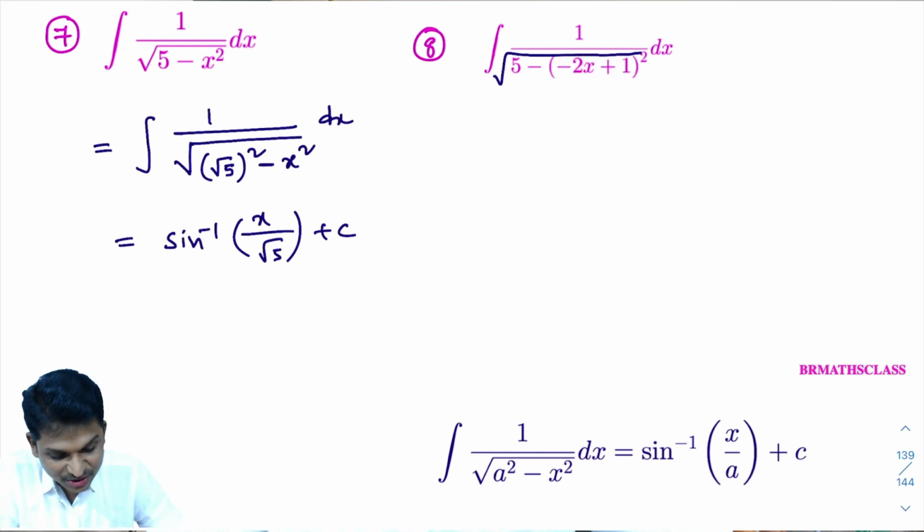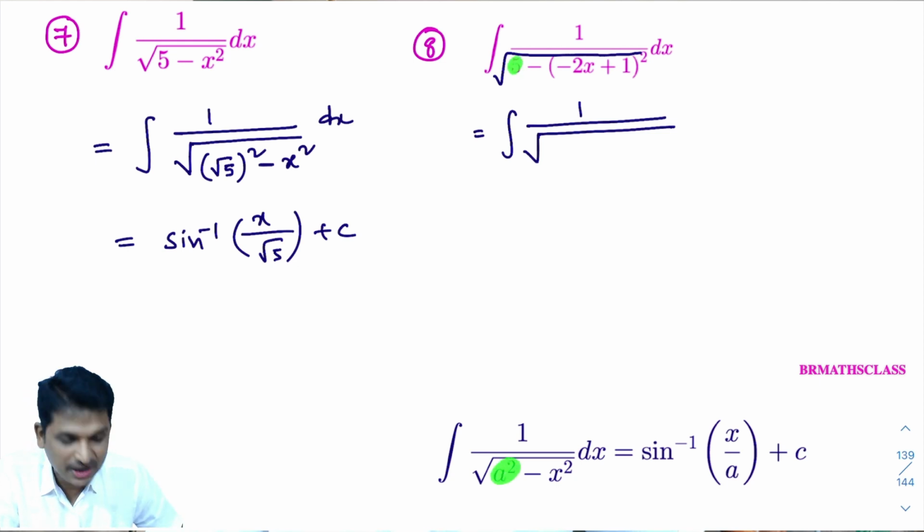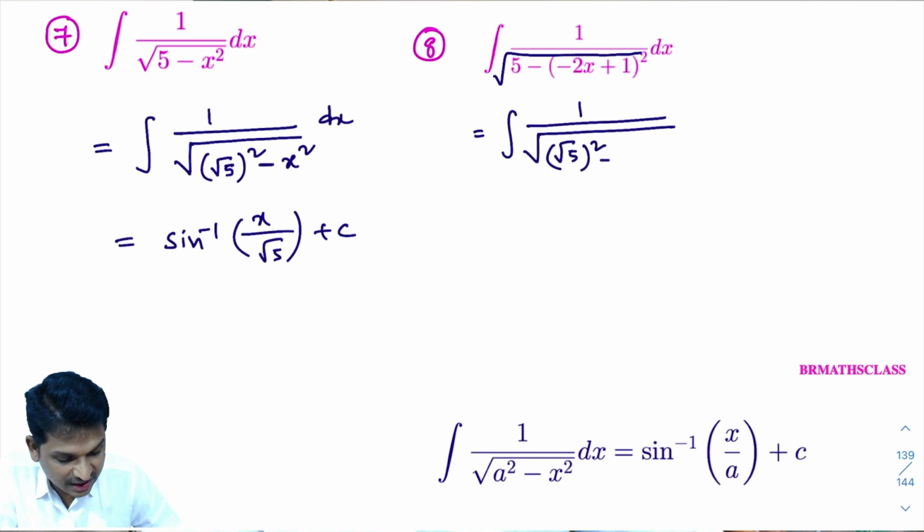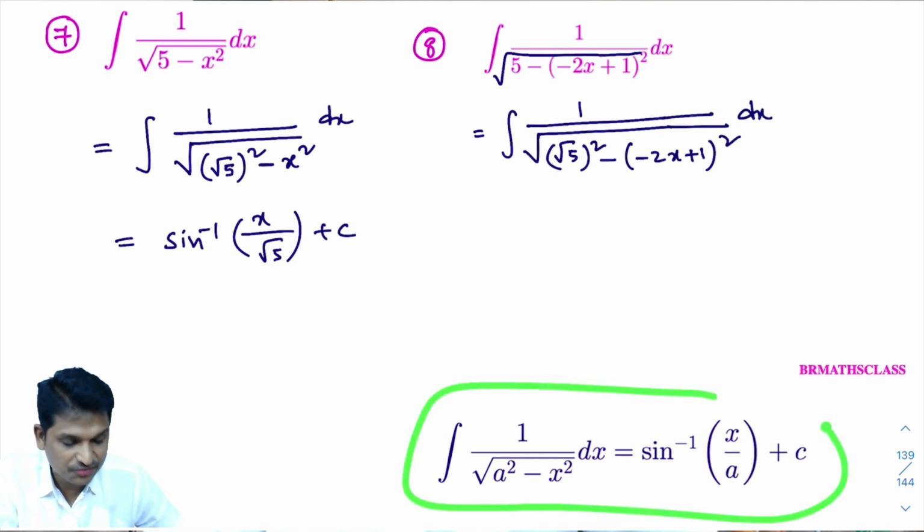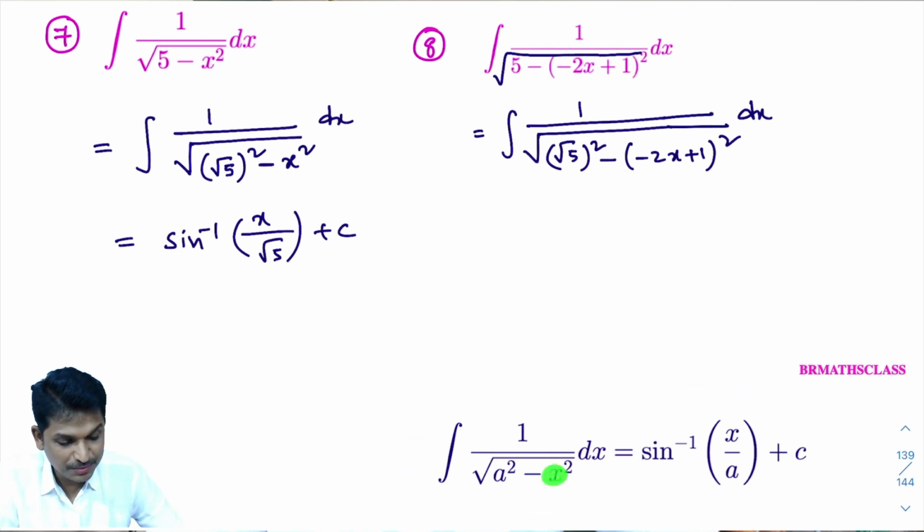Here, first I will try to write the given question in the form of integral of 1 divided by square root of, here 5 is there. But to apply this formula, I need a square. This 5 can be written as root 5 whole square. First I will write root 5 whole square minus 2x plus 1 whole square dx. Here, in place of x, minus 2x plus 1 is there. In place of x, ax plus b is present, so we can write its answer directly.